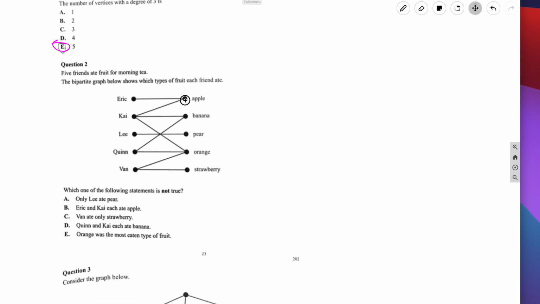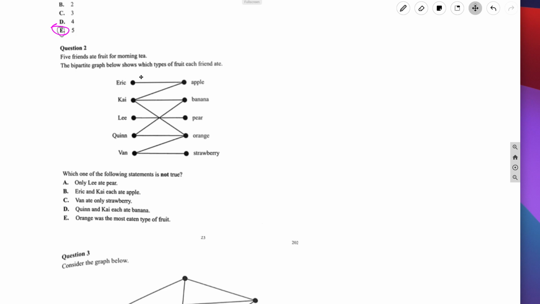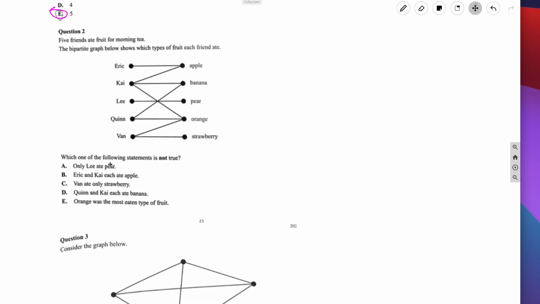5 friends ate fruit for morning tea. The bipartite graph below shows which types of fruit each friend ate. Which one of the following is not true? So only Lee ate pear. So you go to pear. Yep, only Lee is connecting to that. So that is true. We're looking for the false one. Eric and Kai each eat apple. So Eric eats apple. Yep, Kai eats apple. So that's also true. So that's out.